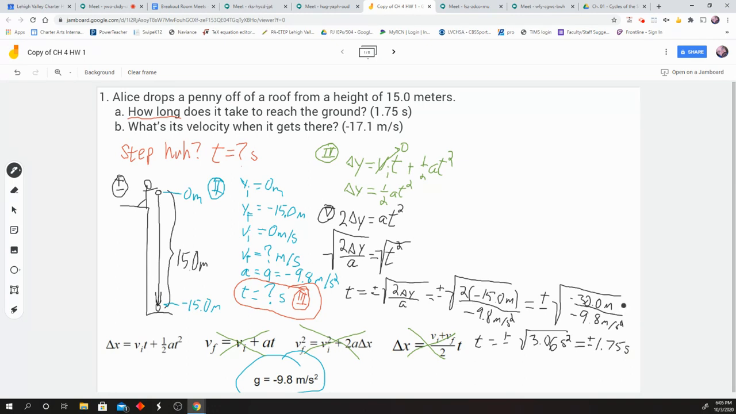Which one is it? Is it plus 1.75 seconds or minus 1.75 seconds? Minus 1.75 seconds would mean that amount of time before our problem started. So in this case, that's a meaningless number. There is no physical reality here. So the final answer is t is equal to plus, I'm not going to write the plus, 1.75 seconds. And then you put a box around it to let your physics teacher know that this is your final answer.